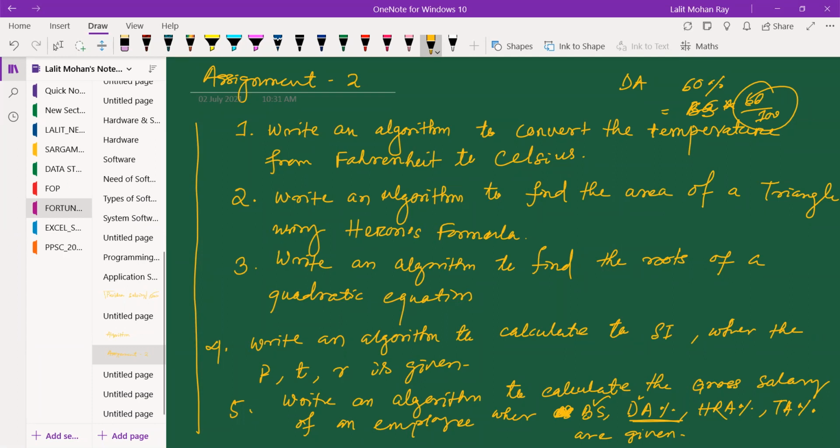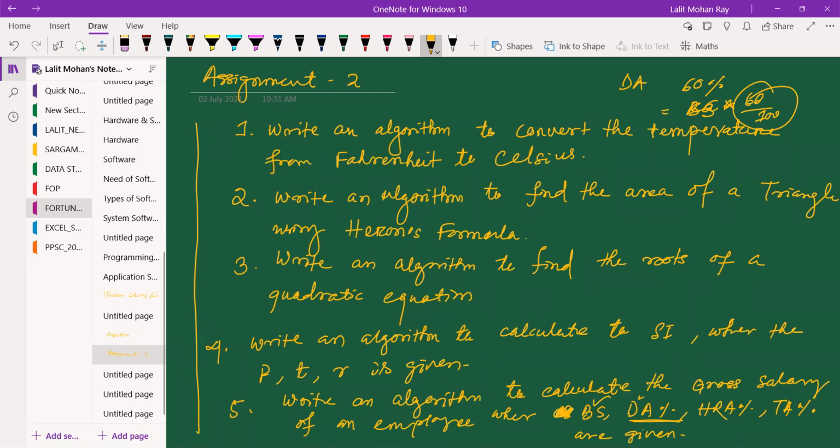Can you solve this? These are very easy questions. You know the formula to convert the temperature from Fahrenheit to Celsius? Do you know or not? This is class 7 or 8. Yes, sir. All these questions are up to class 7. Do you know Heron's formula? Find the area of triangles using Heron's formula. Yes, sir.